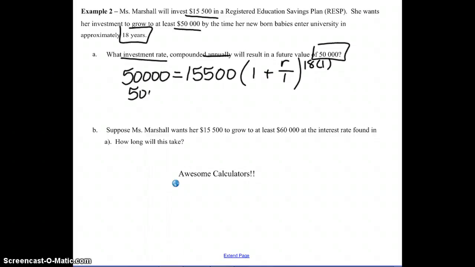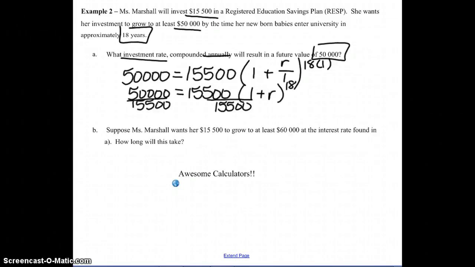So we end up here with 50,000 equals 15,500 times the growth factor. We're going to divide both sides by 15,500, and we're left with 3.23 equals 1 plus r to the power of 18. So how do we actually get something to the power of 18 out of there? How do we move that? Root 18. Good. So we need to take the 18th root of both sides to get rid of those 18s.